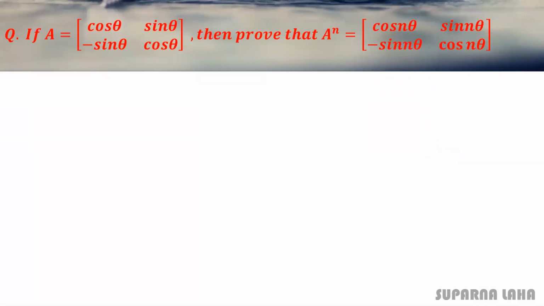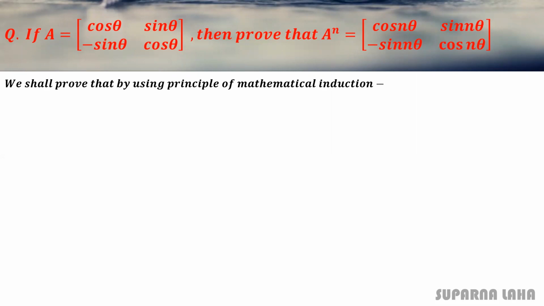If A is a 2 by 2 matrix given by cos theta, sin theta, minus sin theta, cos theta, then prove that A to the power n is cos n theta, sin n theta, minus sin n theta, cos n theta. So we will prove this with the help of mathematical induction. Firstly, let the statement P(n) be: A to the power n is cos n theta, sin n theta, minus sin n theta, cos n theta.